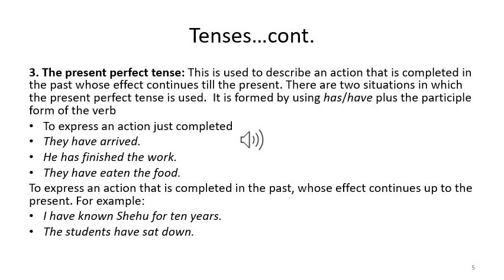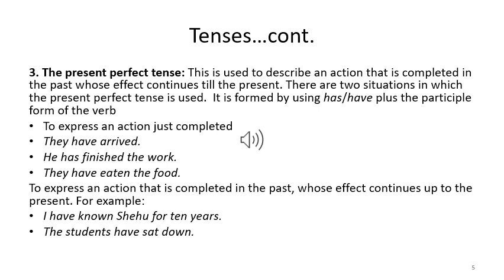So to express an action that is just completed, what you say is they have arrived. Now the arrival is still imminent, it is still there, but it is done. It is in the past that they have arrived, but the effect of the arrival is still here. They have arrived. So they are still with us, right? He has finished the work. The work is still there, but it is finished. They have eaten the food.